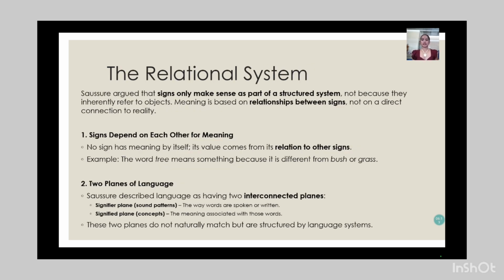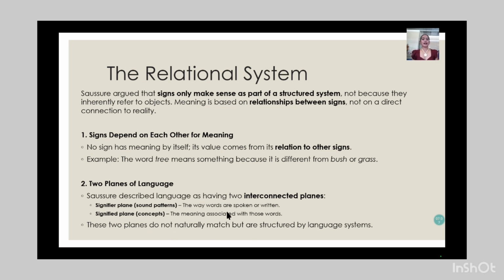Next is the relational system. Saussure argued that signs only make sense as part of a structured system, not because they inherently refer to objects. Meaning is based on relationships between signs, not on a direct connection to reality. Number one, signs depend on each other for meaning. No sign has meaning by itself. Its value comes from its relation to other signs. For example, the word tree means something because it is different from bush or grass.